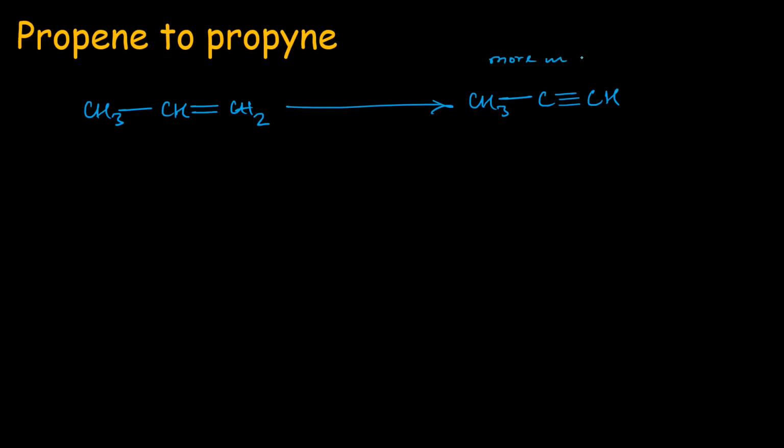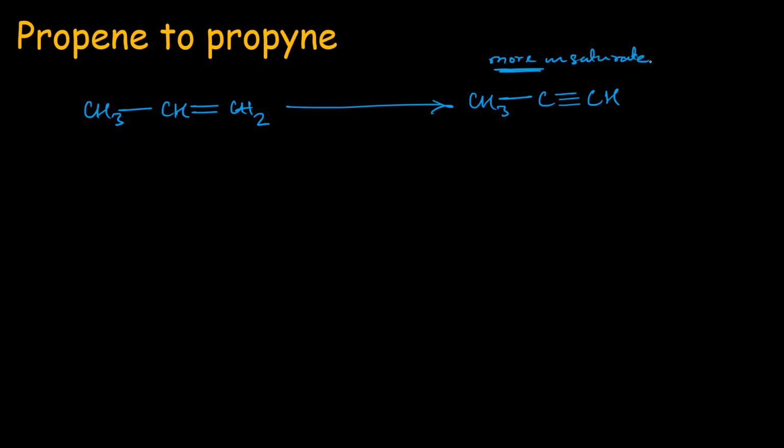Let's move to the next one. Propene to propyne. Now here you will write this complete thing, but let me first explain what is propene. I will make the open structure like this: CH3, CH double bond, CH2. I have to convert this to CH3, C triple bond, CH. So we are going to more unsaturated. We are going to more unsaturated.